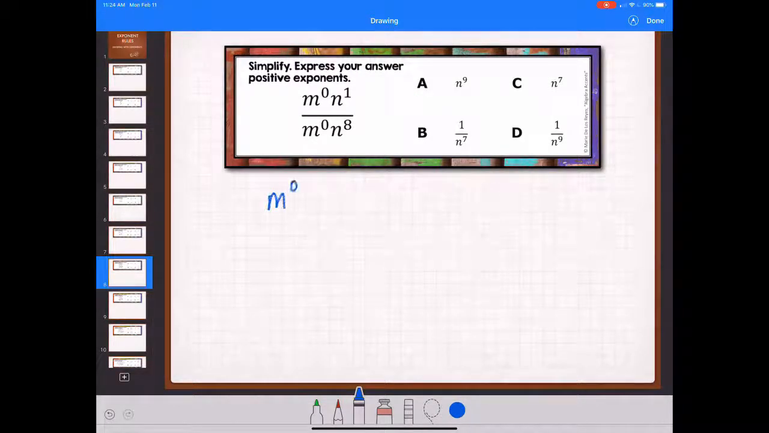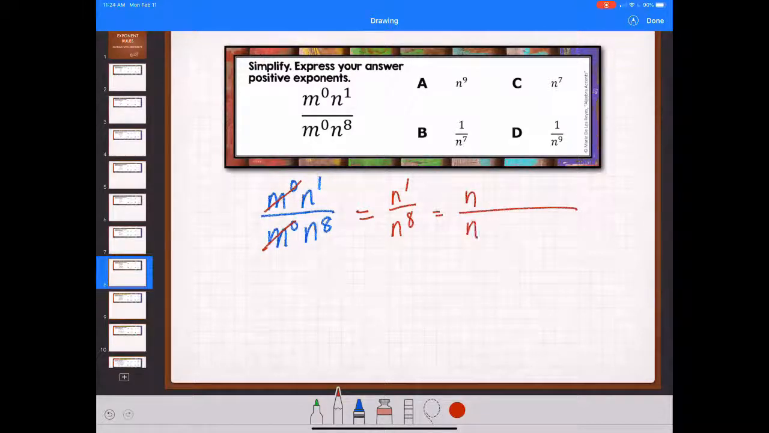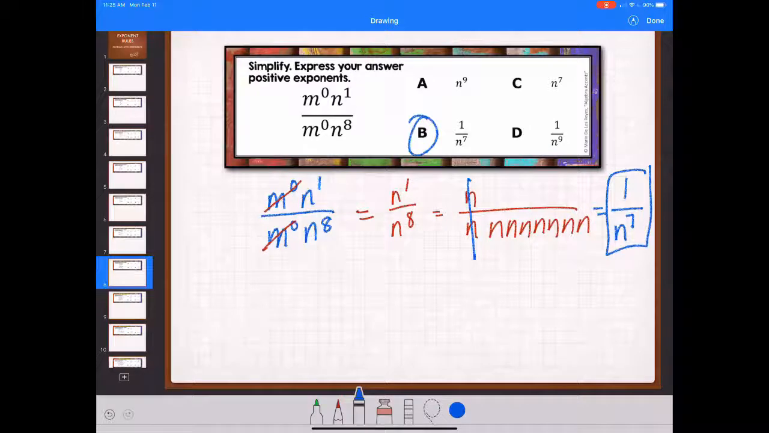Okay, m to the 0, n to the 1st over m to the 0, n to the 8th. Remember how we said before that anything to the 0 power is equal to 1, so you can just cancel that out, this one as well. So now we have just n to the 1st power over n to the 8th. You can expand it. 1, 2, 3, 4, 5, 6, 7, 8. These n's will cancel. So you have 1 over, count the n's back up, that's 7, 1 over n to the 7th.